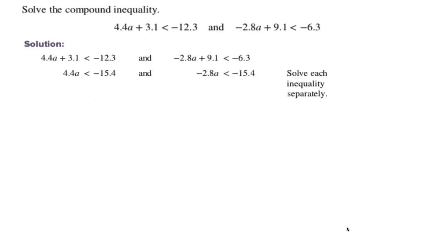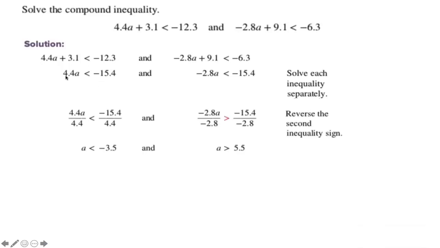Okay, what if I have something like this? Well, this is another AND example. Again, I solve them separately, and then at the end I find the intersection of the two solution sets. On the left side I subtract 3.1, then I divide by 4.4. This is definitely a calculator problem, and I get A is less than -3.5. Notice when I divide, I keep the inequality because this is a positive number. On the right side, I subtract 9.1, then I divide by -2.8. So I switch the inequality, and I get A is bigger than 5.5.